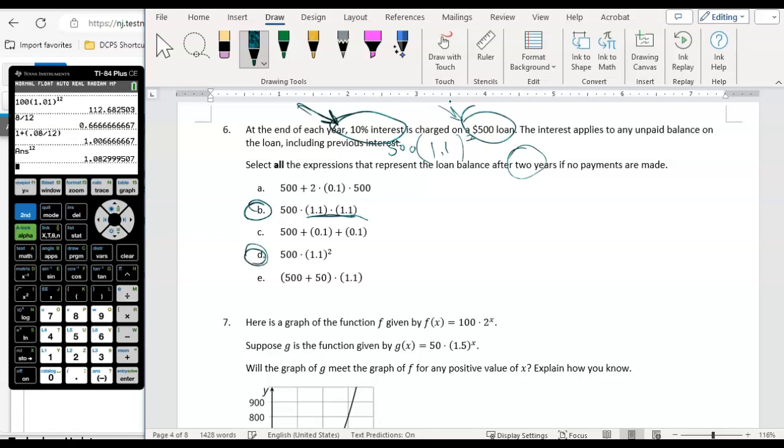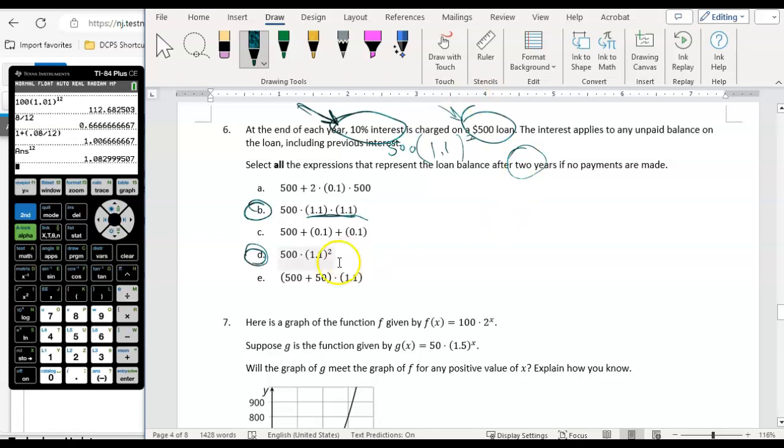In this case, we're just adding decimals to that, so that doesn't really make sense. In this case, we are multiplying 2 times 10% of 500, but that's not accurate because we would be taking that interest on top of the owed amount after the first year. Okay, so B and D are your best answer options.